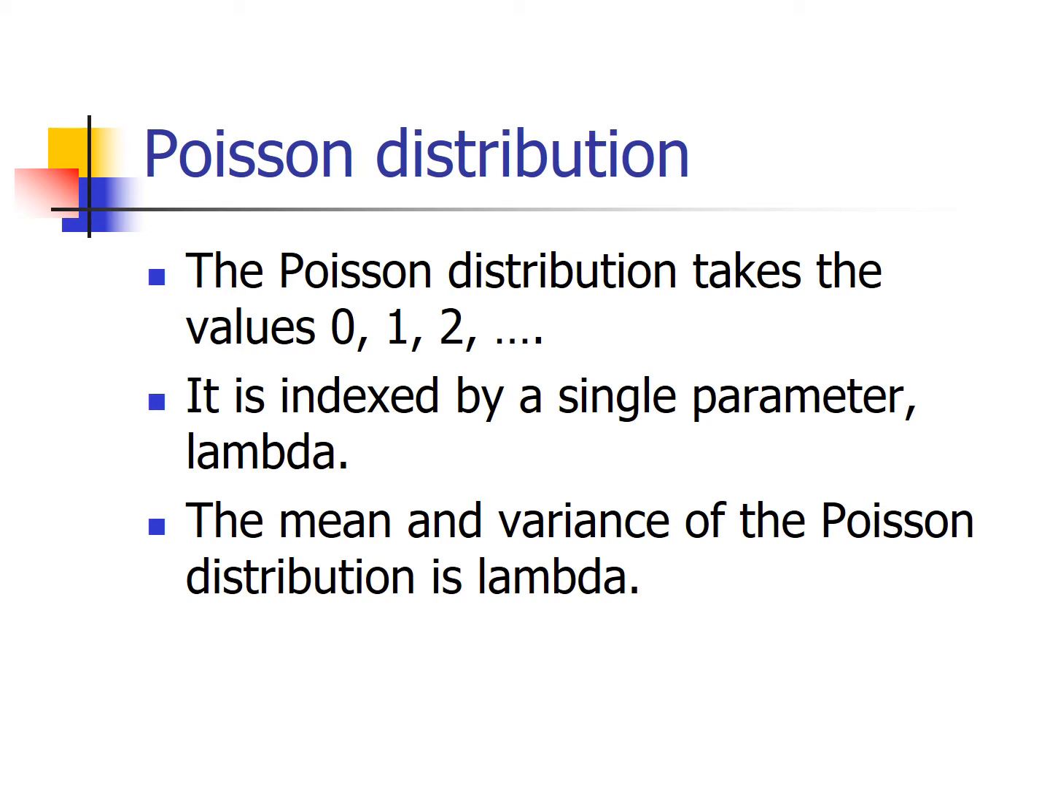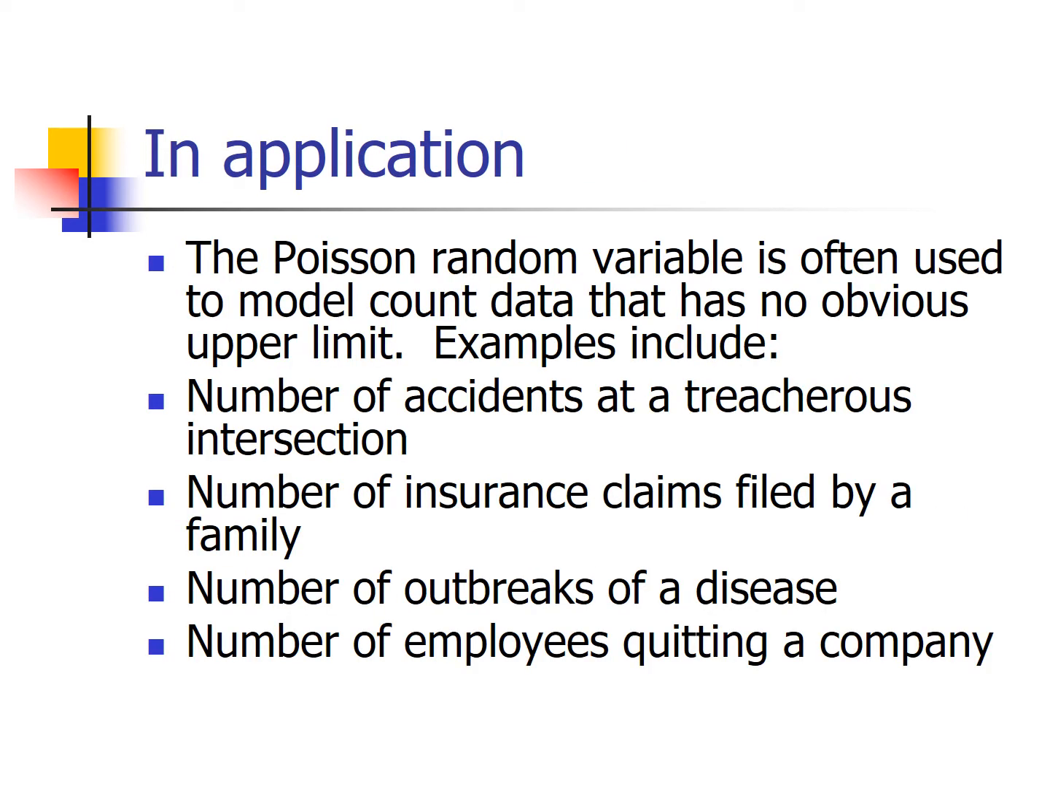Now the Poisson distribution is a random variable that takes the value 0, 1, 2, 3, 4, all the way to infinity. So, right, the non-negative integers. It's indexed, as we said, by that single parameter lambda, and the mean and variance are, in fact, this parameter lambda. The Poisson random variable is often used in practice to model count data that have no obvious upper limit. So examples, you see it a lot, to model things like the number of accidents at a treacherous intersection. In fact, I think we did an example using a Poisson random variable earlier in this class, probably week 2, when we talked about the goodness of fit test for a single variable.